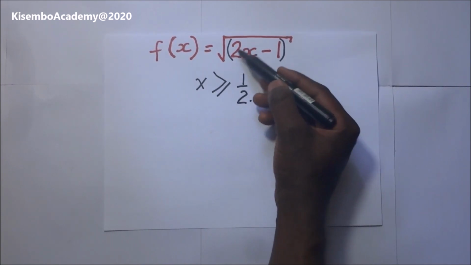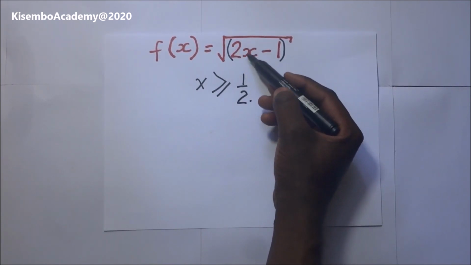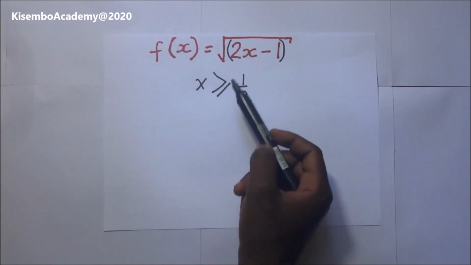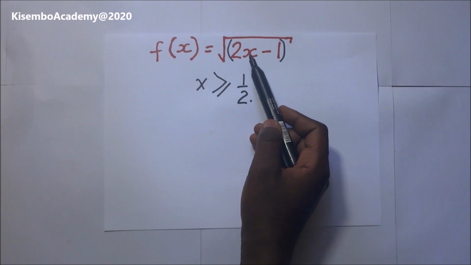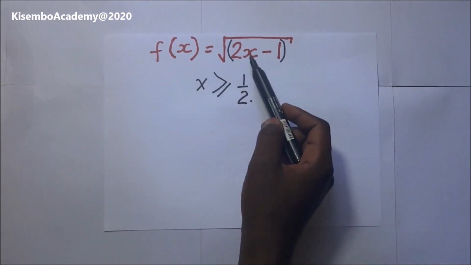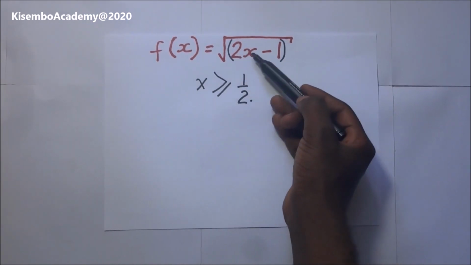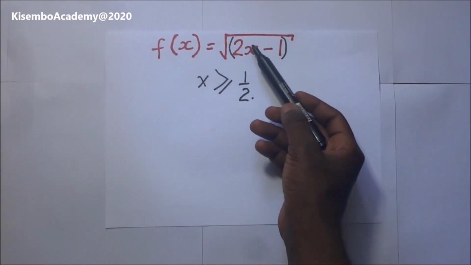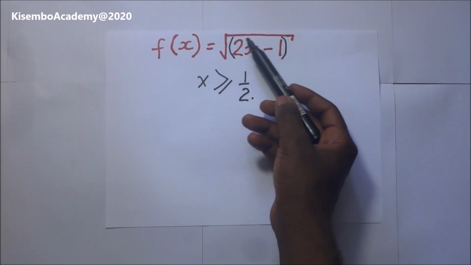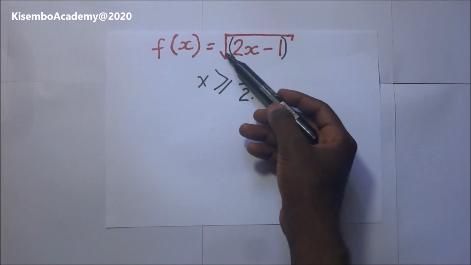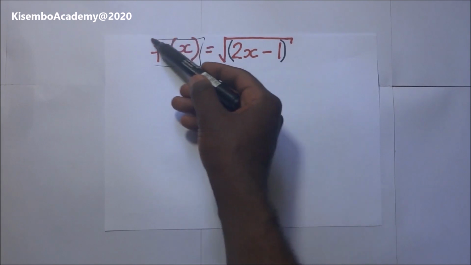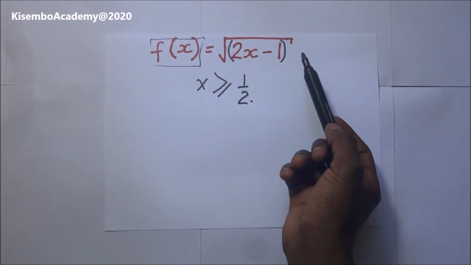When we put in a half, a half times 2 is 1, and 1 minus 1 is 0, so we get the square root of 0, which is 0. But if we put in a number less than a half, let's say 0, it's 2 times 0, which is 0, and 0 minus 1 is negative 1 inside the brackets. The square root of negative 1 gives us an output that is undefined.